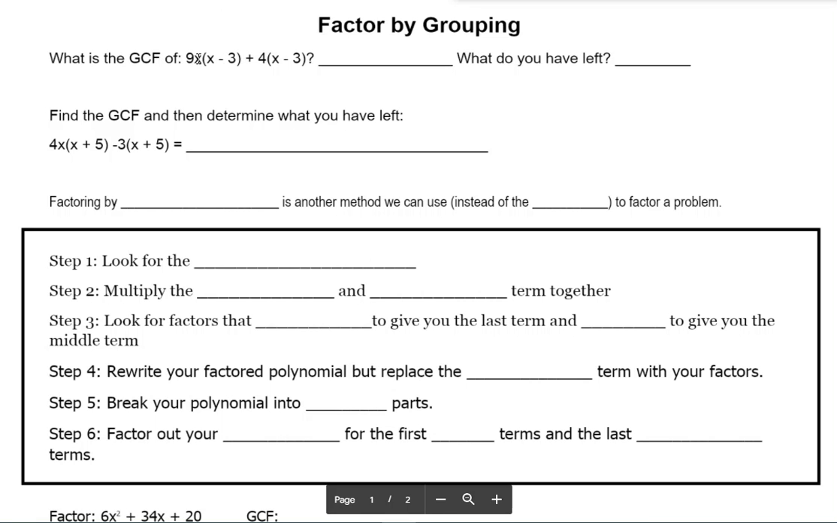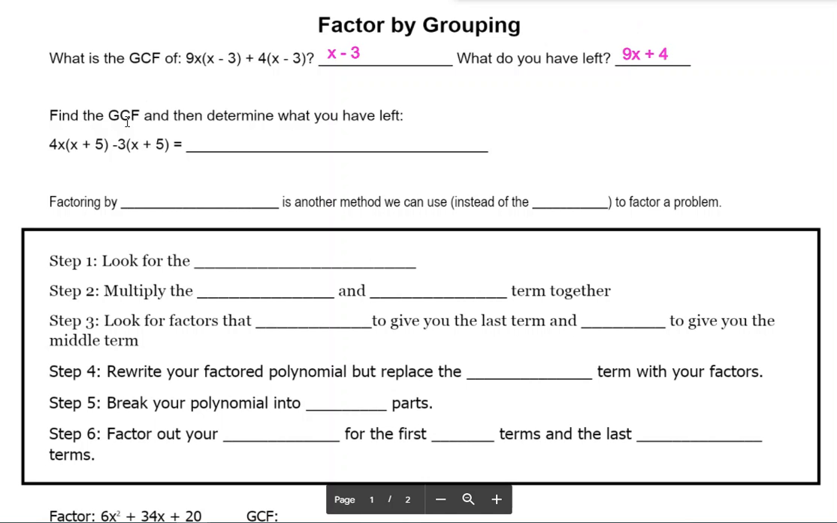Okay, so let's look at this. 9x parentheses x minus 3. So this means multiply, right? This 9x is being multiplied to this, right? And plus 4 parentheses x minus 3. So that 4 is being multiplied to that, right? So what would be the greatest common factor between these two? Well, it would be this x minus 3. That x minus 3 is being multiplied to that 9x and that 4. So if I took out that x minus 3, what's left over? Well, it's 9x plus 4 is what's left over, right?